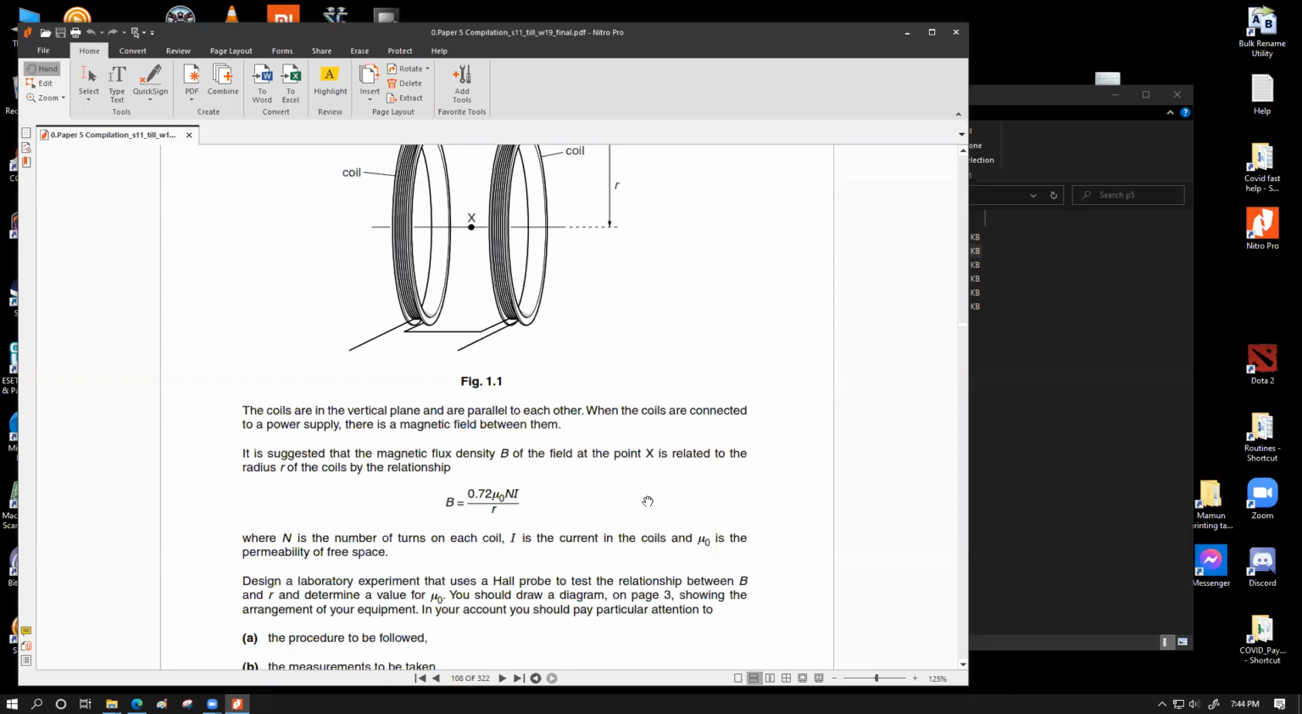Okay, fine. So the question says specifically, it is suggested that the magnetic flux density B of the field at the point X is related to the radius. So they have already helped us in this question that they have already given us two specific variables which are supposed to be related to each other. So magnetic flux density B is related to the radius of the coil R by this relationship. So B is the dependent variable and R is the independent variable.